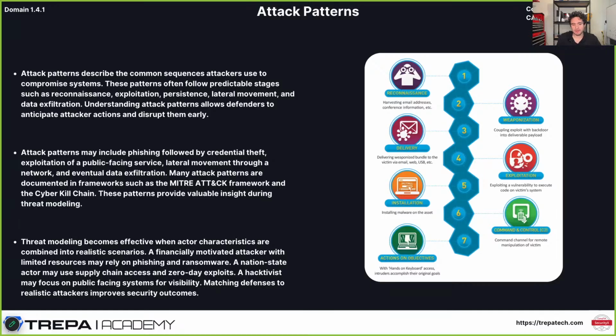Understanding attack patterns allows defenders to anticipate attacker actions and disrupt them early. So what we're talking about here is once we understand the flow of how an attack would work. And honestly, looking at pen tests is a great way to understand an attack flow as well. But once we understand the flow, if we know that the first step is reconnaissance and then a social engineering attack to get an employee to fall victim to phishing, where in that cycle or those steps can we best attempt to stop that attack pattern? Where can we stop it?